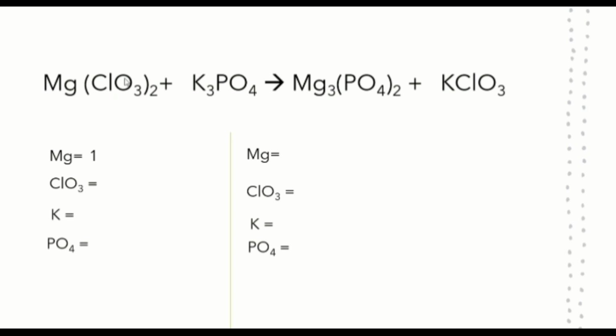Chlorine, it is enclosed in parentheses. If you don't see a number here, it means 1. And then you will multiply it with the subscript outside. So that is 1 times 2, 2 atoms for chlorate, for chlorine.